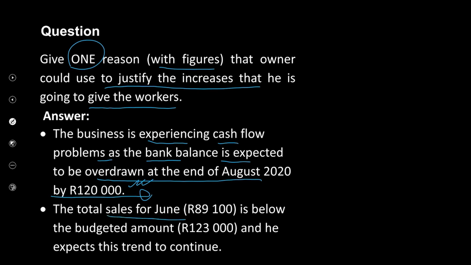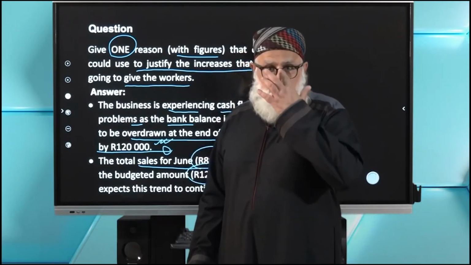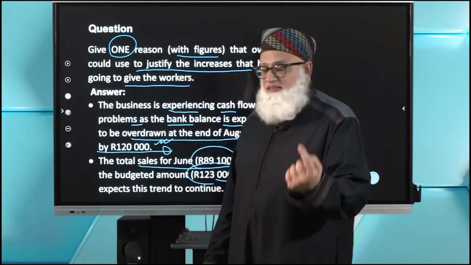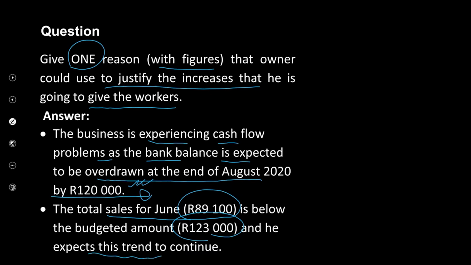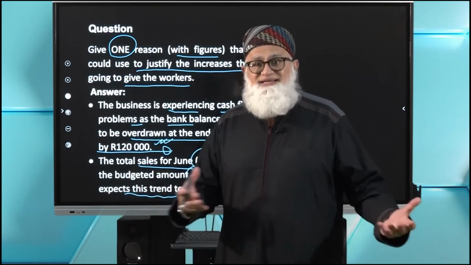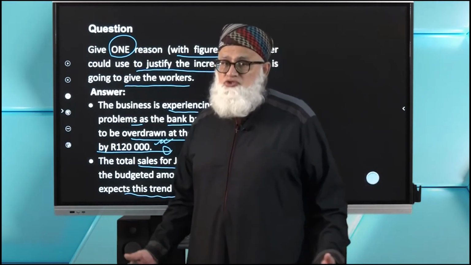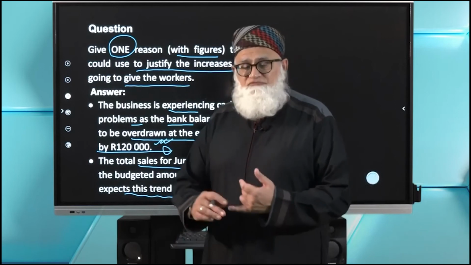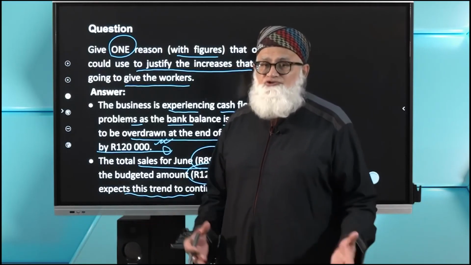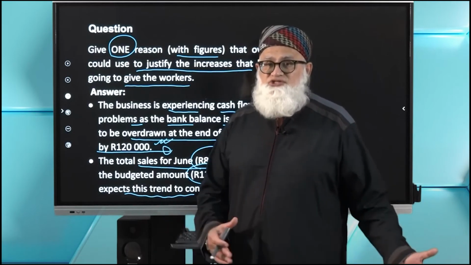Two, your total sales figure for June, 89,100, is below the budgeted amount of 123,000, and he expects this trend to continue. Now, if your actual sales figure is less than your budgeted figure, it clearly gives you an indication, and the fact that this trend is expected to continue tells you that the sales are on a decline. Obviously, if your sales are on a decline, your cash flow will be on a decline because you have less sales. This will be a justification for the owner to say, sorry, gentlemen, I can't give you a bigger increase because, firstly, our bank account is in overdraft, and there's a clear indication that the sales figures, based on the trend, are decreasing, and we're expecting this trend to continue.